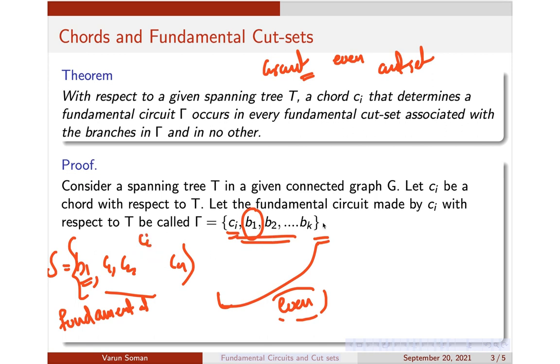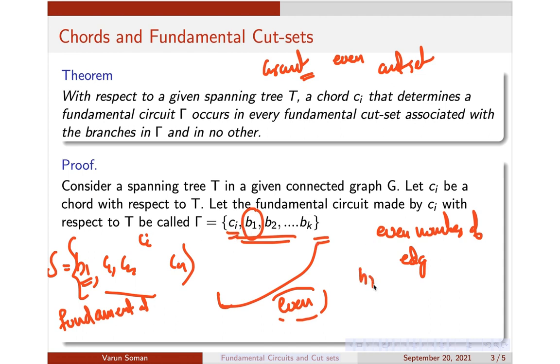Okay, so why is it so? Because of the result that there should be an even number of edges in common with any fundamental cut. So a circuit will always contain an even number of edges in common with a cut set. So that is the idea. Since this is a fundamental cut set, already we have exactly one branch, which is this B1, and since it should contain an even number of edges, the Ci also should be present. Okay, so very simple thing.